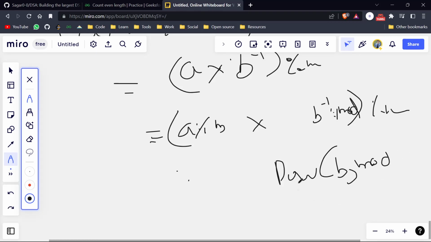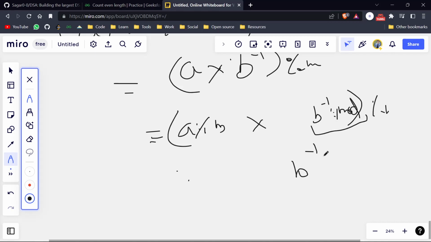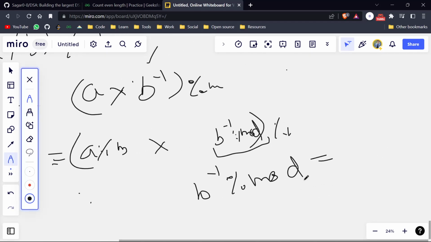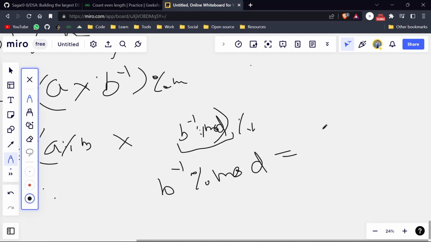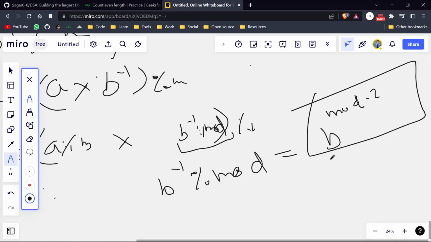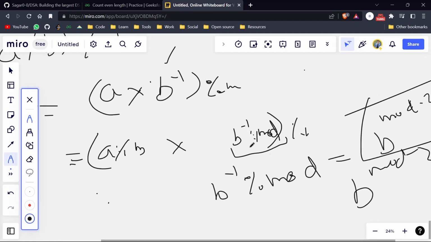That means if we are using b to the power minus 1, and we are then modding it with some mod value, then the result of this will definitely be equal to b to the power mod minus 2. That is the thing you have to remember. And if you want to know the reason, I will drop a documentation link, or you can just google it. So that is the thing we are going to use. We are going to do b to the power mod minus 2, and use it here.